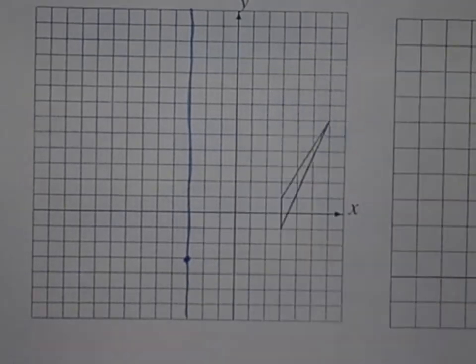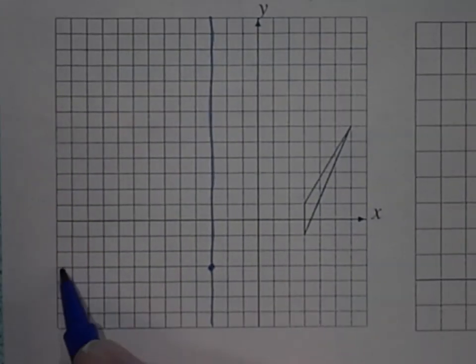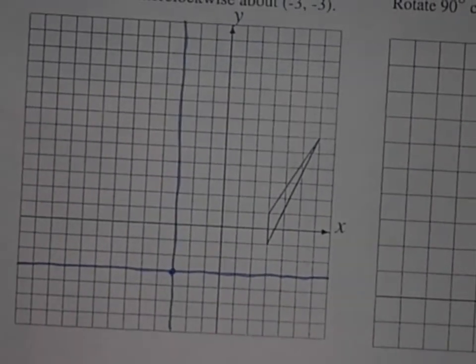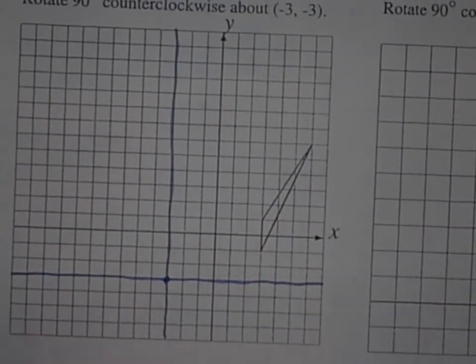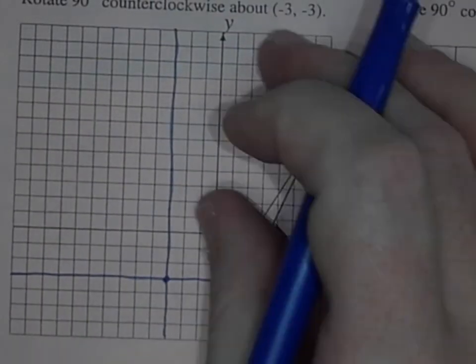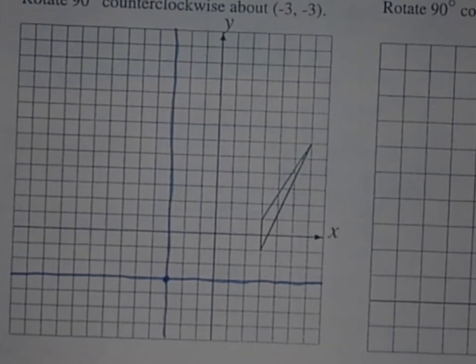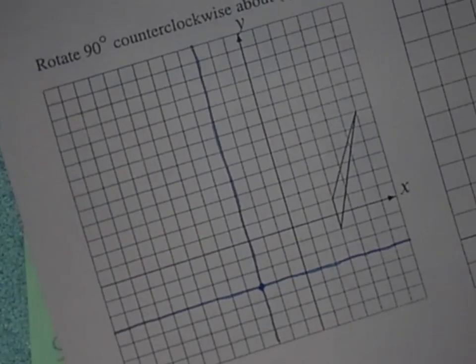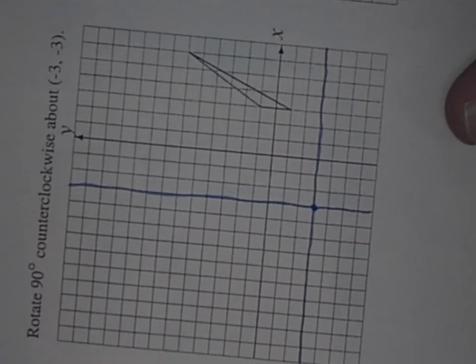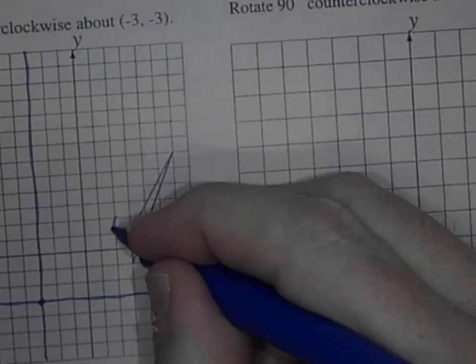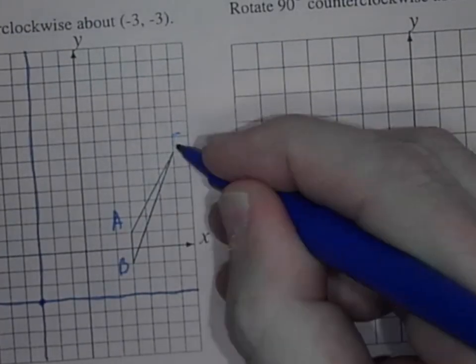So there's that line. Here's this line right there. And then if I want to rotate counterclockwise, like it's right here, right? Counterclockwise would end up in the top left. I'm going to rotate my paper to the left 90 degrees. Here we go. There it is. Okay. And then I should label these A, B, C.